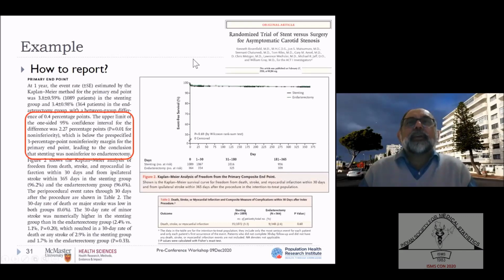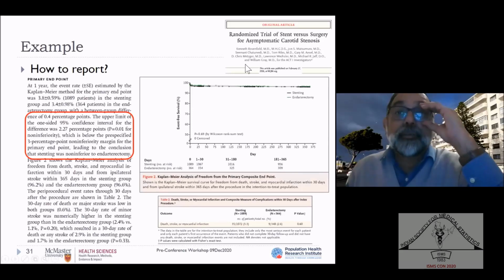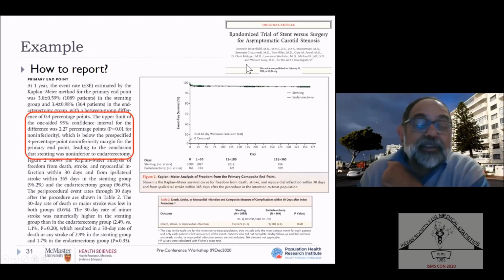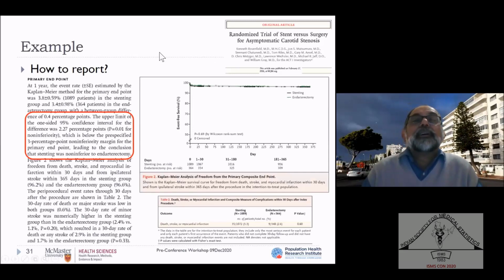Here I wanted to end up with this stent example, going back to it again and seeing how they did in reporting this non-inferiority trial. This is a study that was published in 2016. The CONSORT guidelines had been out since 2012. And so they reported here the upper limit of the one-sided 95% confidence interval was 2.27 percentage points, and this is on the additive scale, which is below the pre-specified 3 percentage point non-inferiority margin for the primary endpoint. Okay, so leading to the conclusion that stenting was non-inferior. So they do give the margins, and they present it here in the text. However, they didn't do the nice little graph that CONSORT has done. So even the New England Journal doesn't follow CONSORT guidelines, which they should, to some extent. Right?